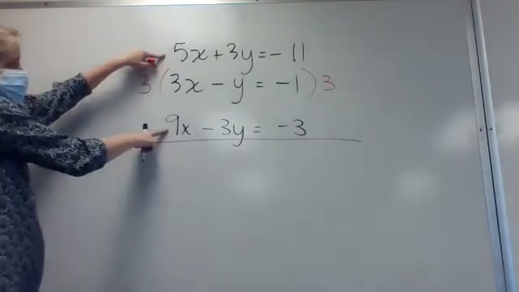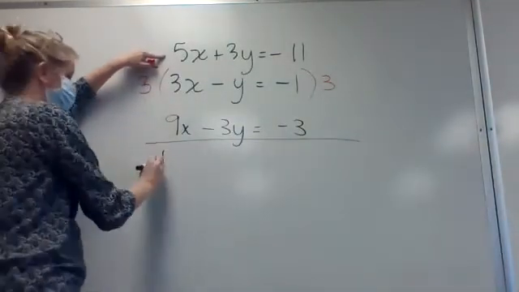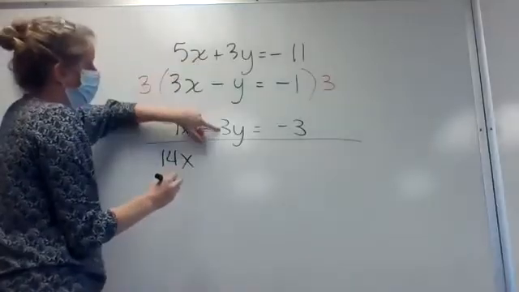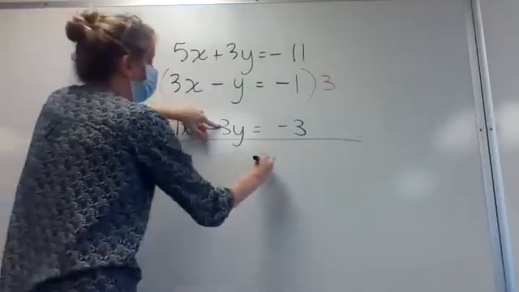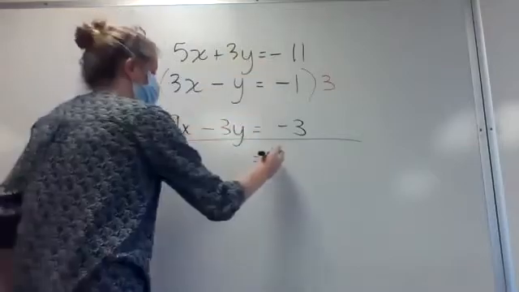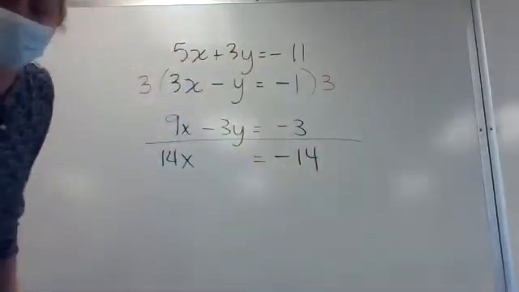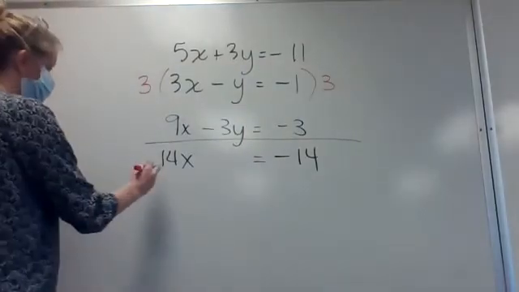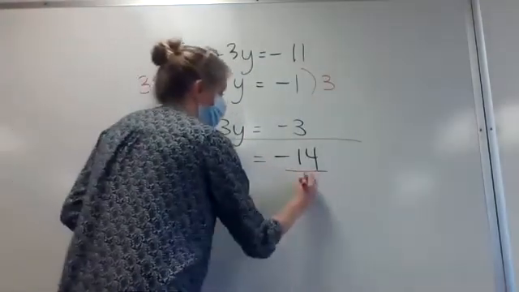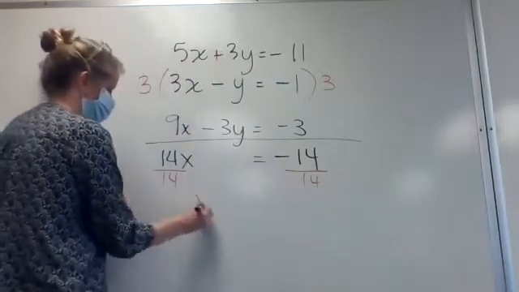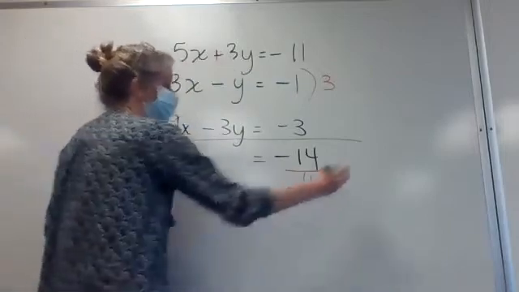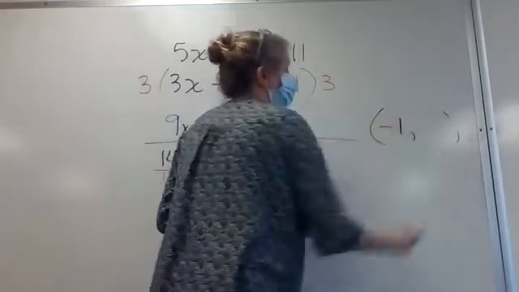So how much x do I have? 14. My y's cancel, equals negative 11 plus negative 3, which is negative 14. And divide by 14. So what does x equal? Right, negative 1. So there's your x.